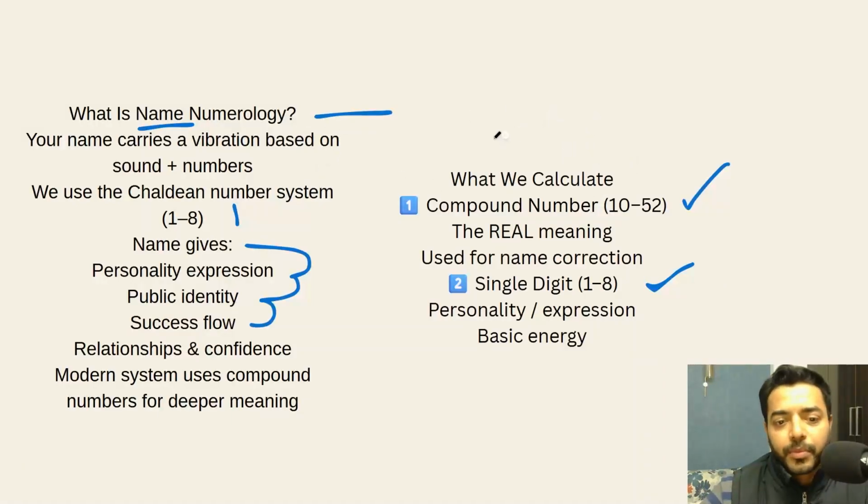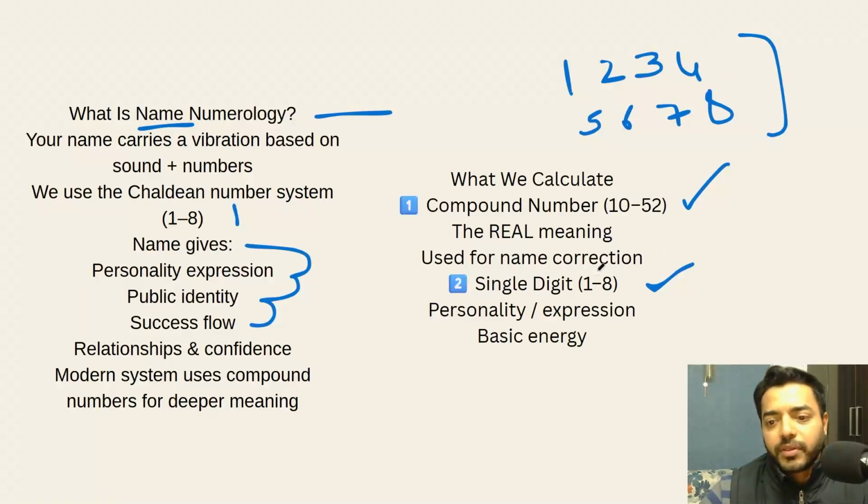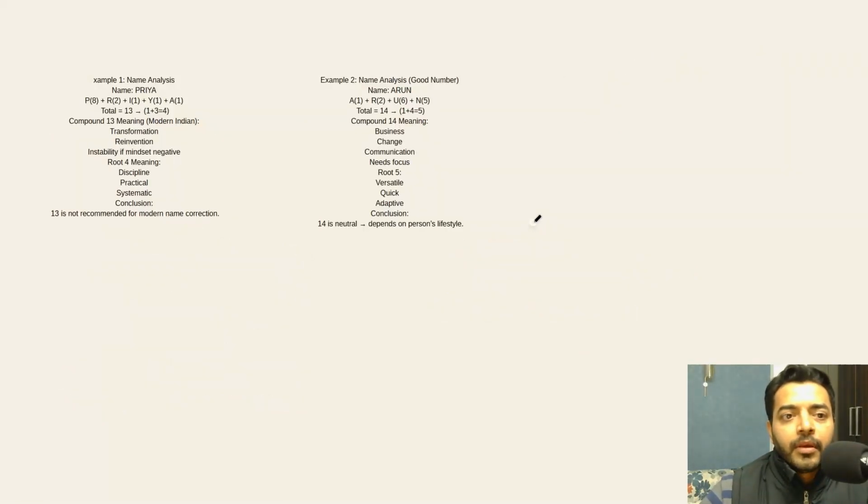So that's name numerology. You take a name, you map it 1, 2, 3, 4, 5, 6, 7, and 8, and then you find the compound number and you find a single digit, and then you interpret, right?